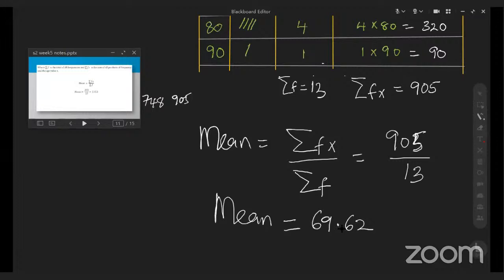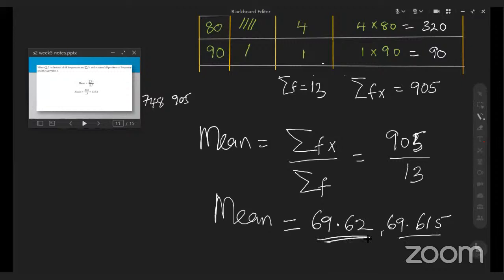I think it's ranging around the same area. 69 point. Some people are rounding off. Okay, so it's 69.69. Others are putting 69.615. So when you round off, you'll come to this. So this will be your mean that you have to get.